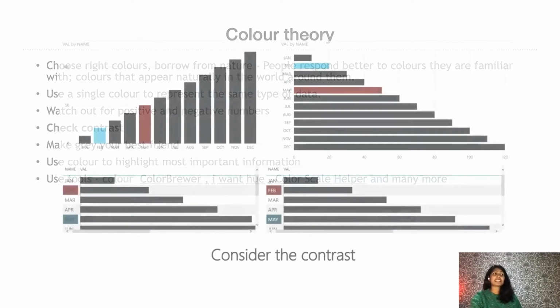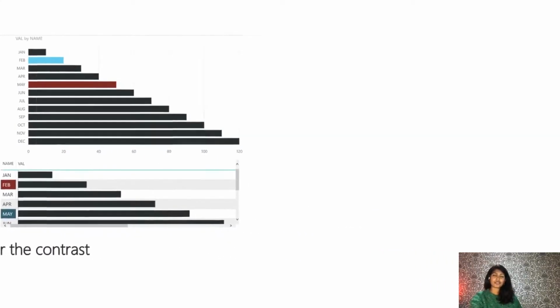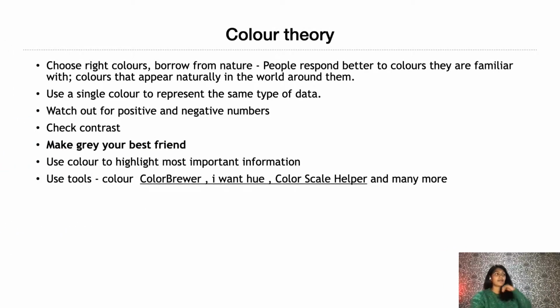If we look at the same example that we saw before, if you check the contrast, even though we made a mistake with the colors we are going for, having the contrast helps us to read it well. So always check the contrast when you're choosing the colors. And use gray wherever possible. Use your gray. Gray is your best friend. Gray helps you highlight things really, really well.